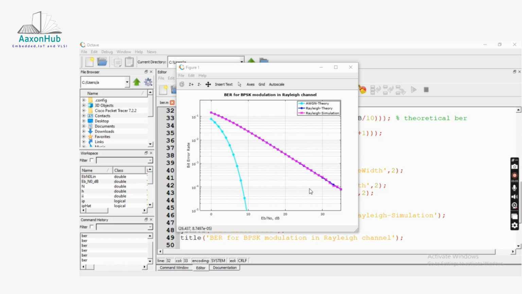So from this, the key takeaway is that AWGN performs better than the Rayleigh channel. Rayleigh performs in a moderate way, because the multipath causes signal attenuation and phase shift that lead to more errors.